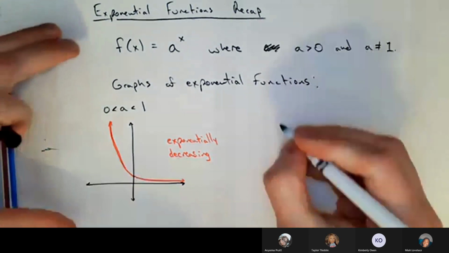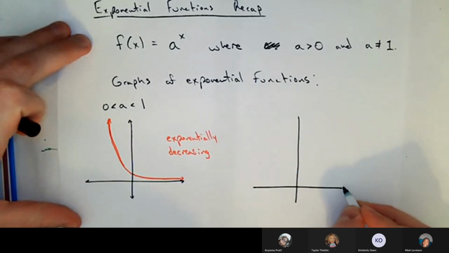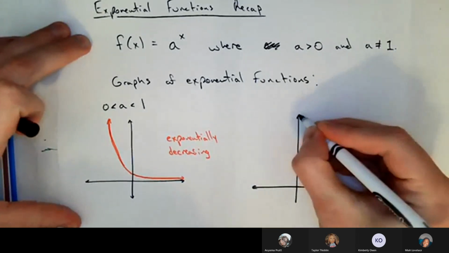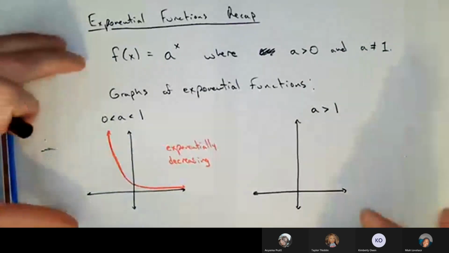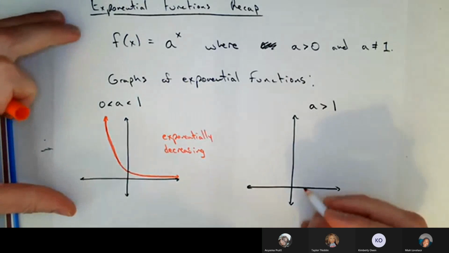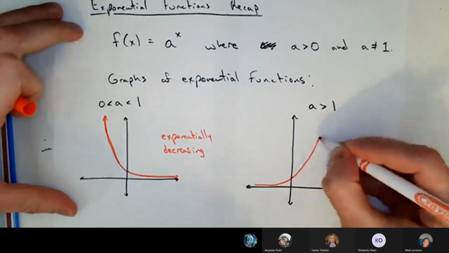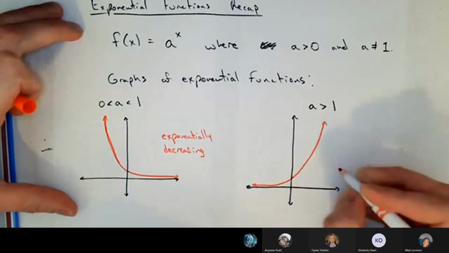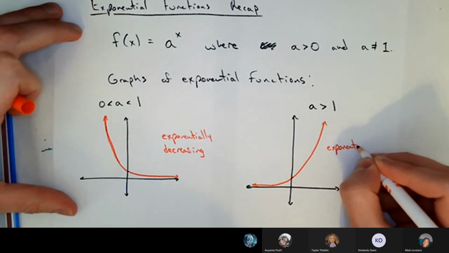Then we saw that when a is bigger than 1, when the base is bigger than 1, like 2 to the x, or e to the x, that special number e that we looked at, or 3 to the x, or just any number bigger than 1 for the base, it's exponentially increasing.